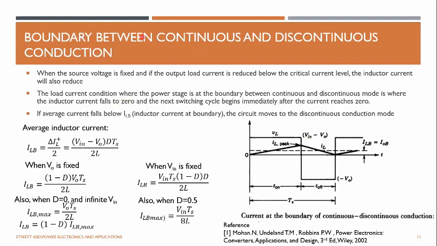Now there's a condition called the boundary between continuous and discontinuous conduction. So far I have explained the buck converter operating in continuous mode, which means the inductor current will never reach zero. But when you reduce your output load from maximum load to a very small value, the inductor current will reduce, right? At one stage, it will come to a point, it will settle here.